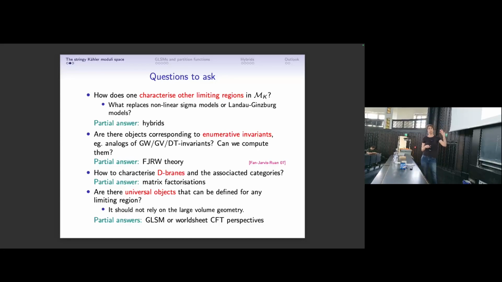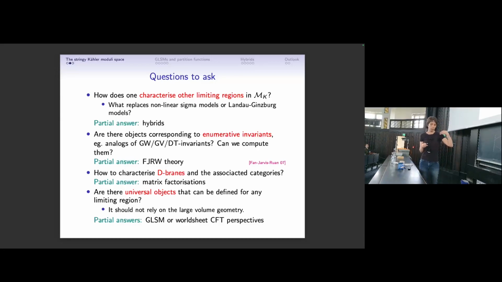And then we can ask, if we understand at least a little what the model is in this limiting region, what can we calculate, and in particular, can we calculate quantum-corrected things? So we're in the Kähler moduli space, and the Kähler moduli are responsible for quantum corrections in all kinds of things that I will talk about a bit later. And in particular, can we, for instance, compute generalizations of these enumerative invariants that we know from geometry, like Gromov-Witten and Donaldson-Thomas invariants.